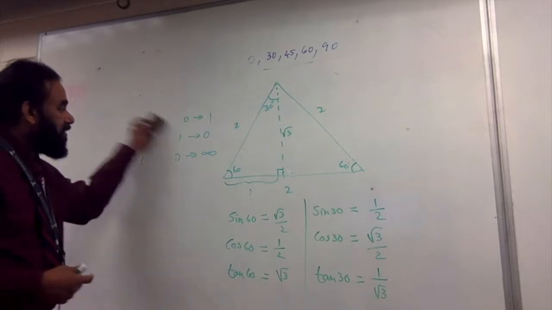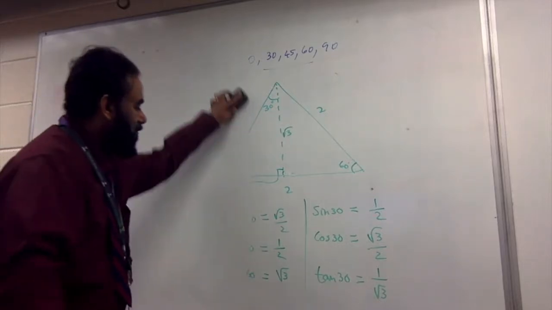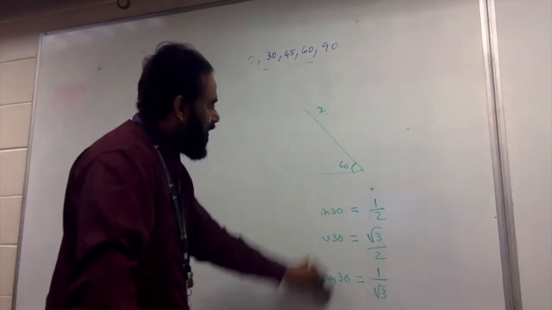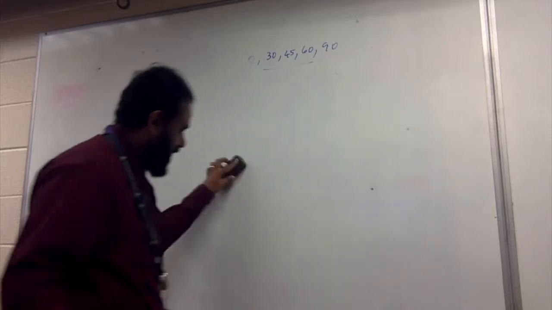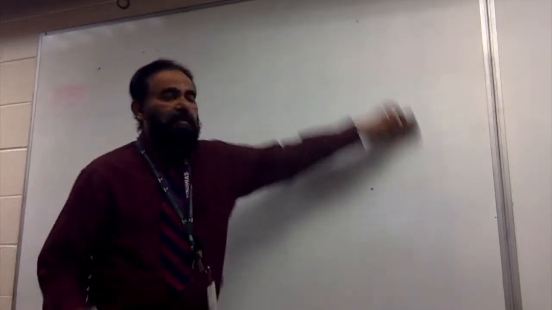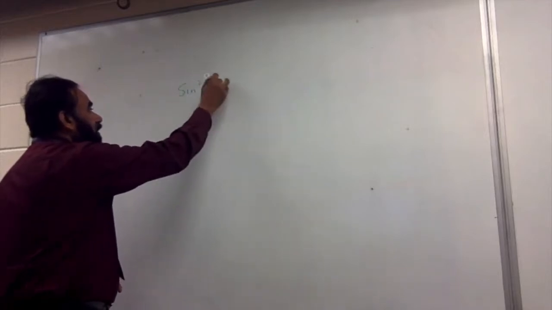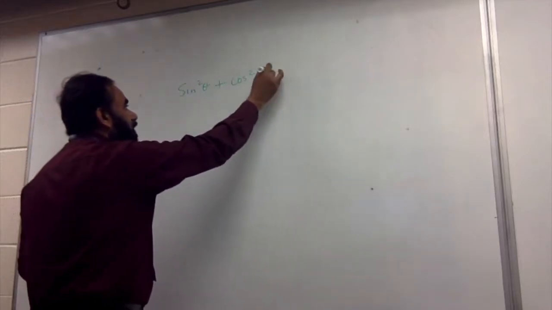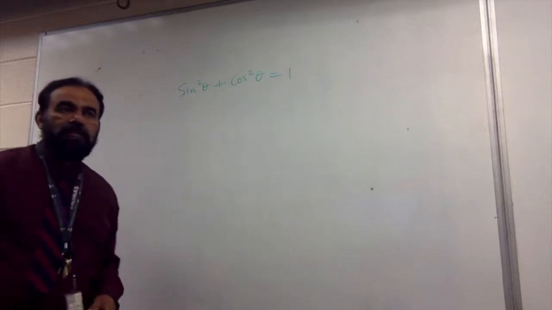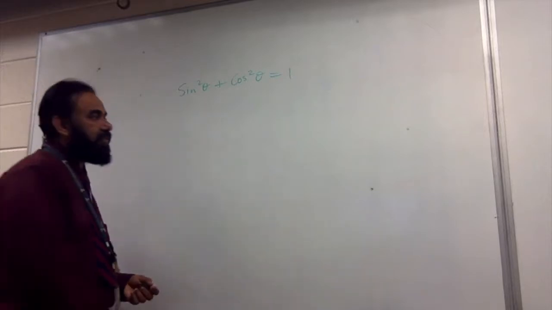You will need to use these things as we process. You can't always depend on the calculator. Now coming back to the sine square theta plus cos square theta. Sine square theta plus cos square theta is supposed to be 1. And it's a simple proof.